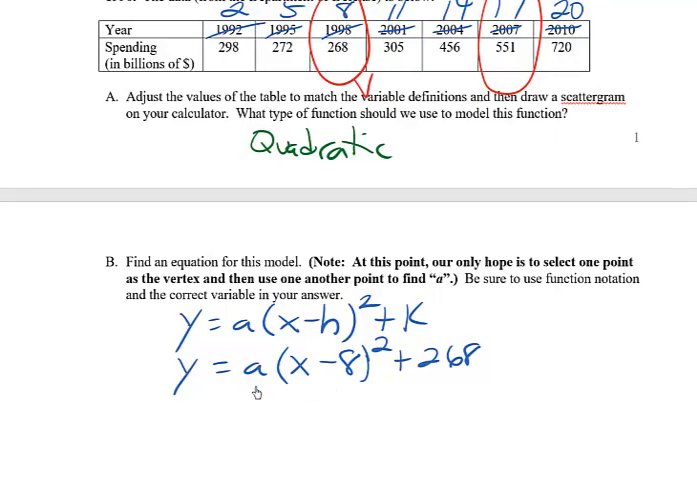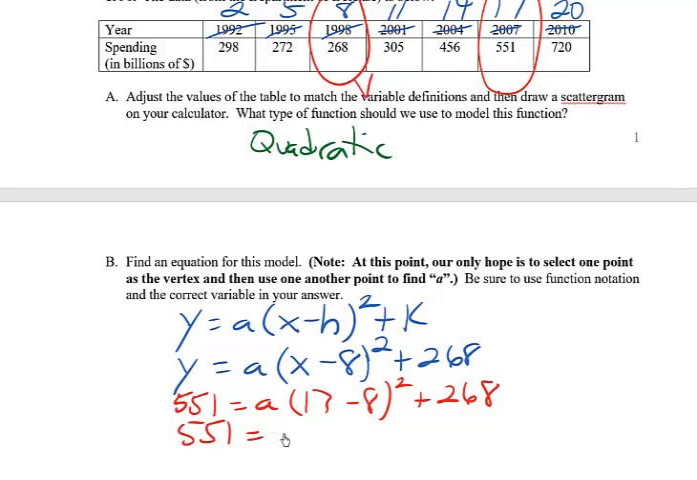Now the only thing I don't know is the A. Here's where the temporary plug-in idea comes in. We decided to use this 17, 551 point, so let's stick that in. Remember, I'm temporarily filling in the X and the Y so that the only letter left is the A, which I can now solve for. Again, I have that parentheses over on the right side. Don't overthink that. 17 minus 8 is 9, and 9 squared is 81, so that's A times 81, or 81A. And then I just, again, have the simple algebra to finish this off.